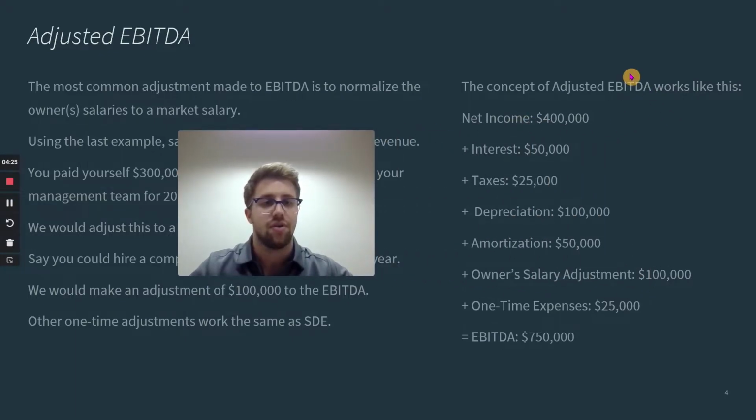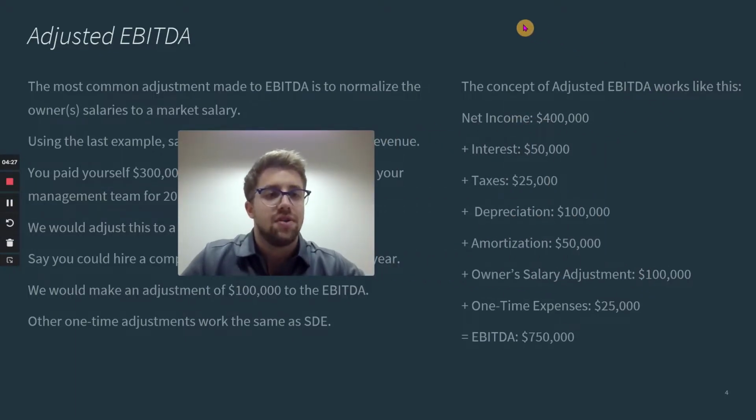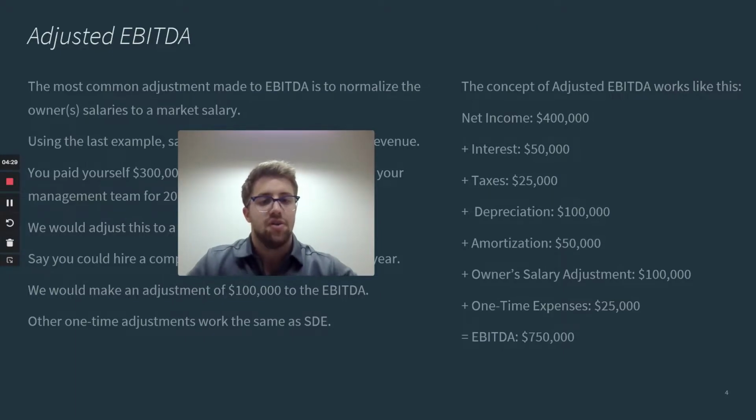You can see here on the right, the concept of adjusted EBITDA works the same. Down at the bottom, we have the standard EBITDA adjustments here, then you have that one-time owner salary adjustment, and then we have another adjustment here for a one-time expense.